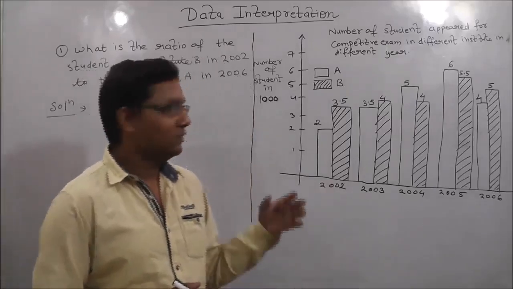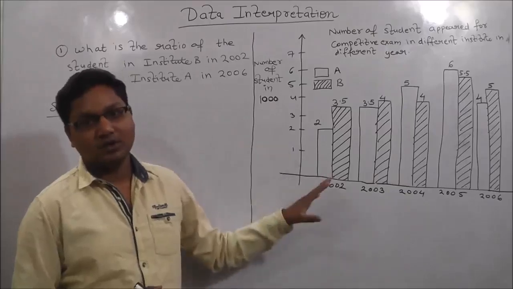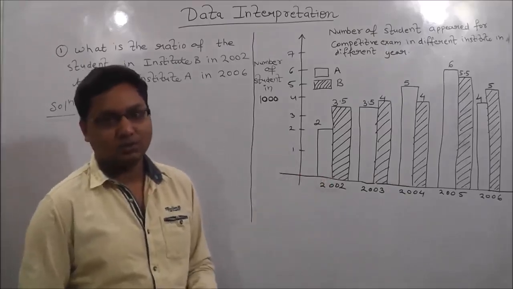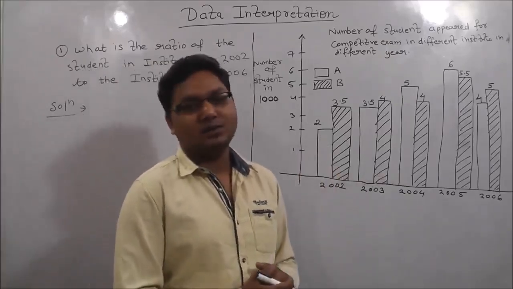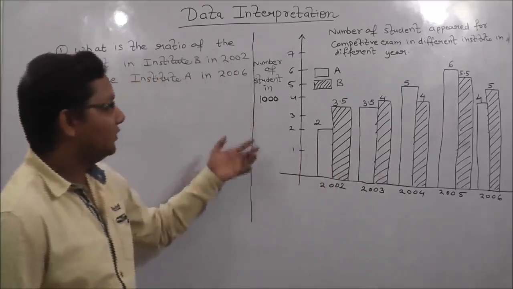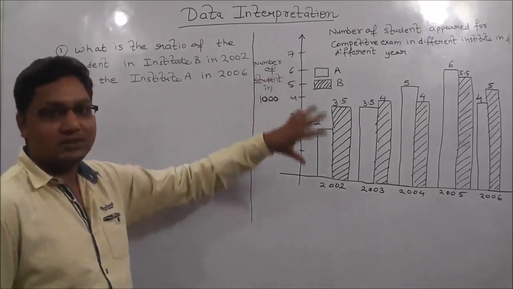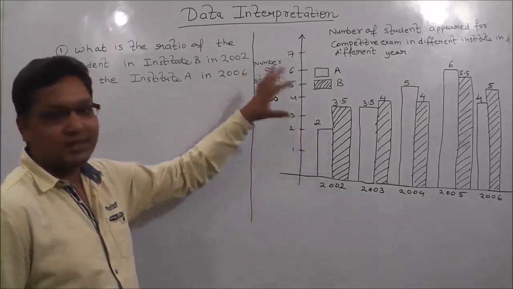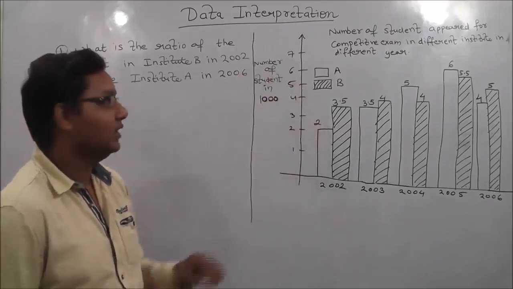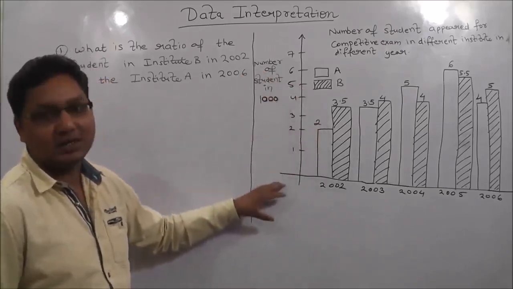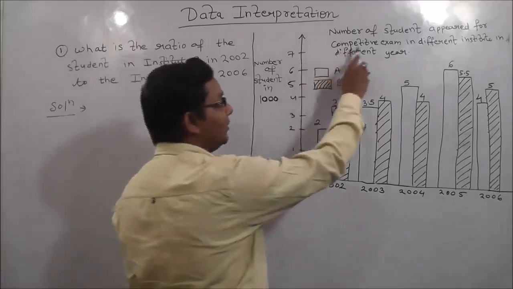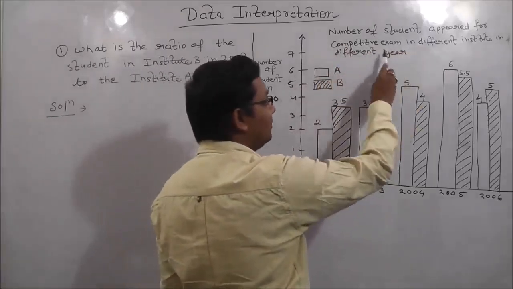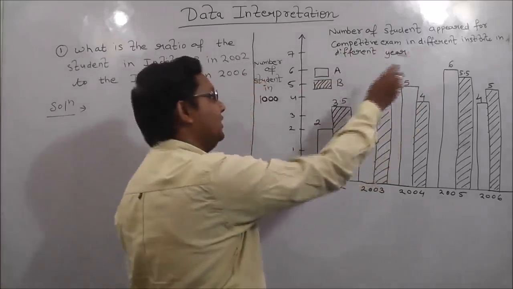If I tell you a very good method of solving data interpretation questions and the step-by-step approach to attempt them. The first thing is that you should first see the diagram and understand the points which the diagram is telling. Here there is a question of a bar graph. The point given here is the number of students appeared for a competitive exam in different institutes in different years.